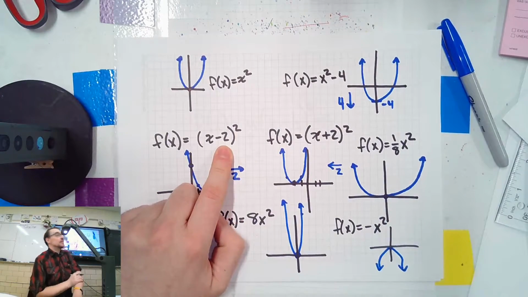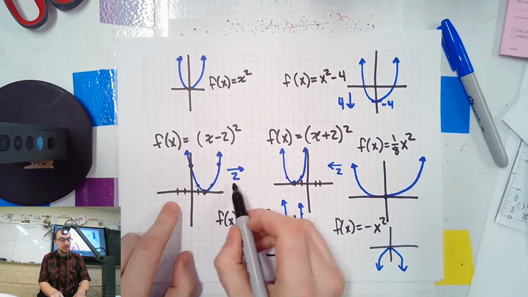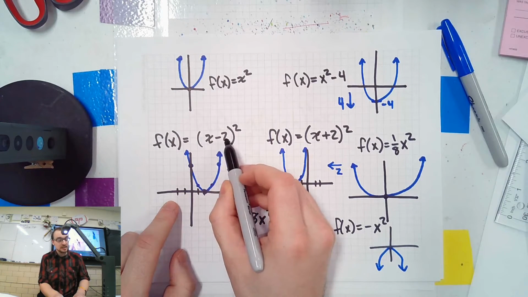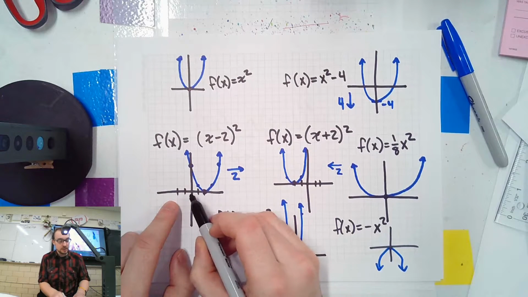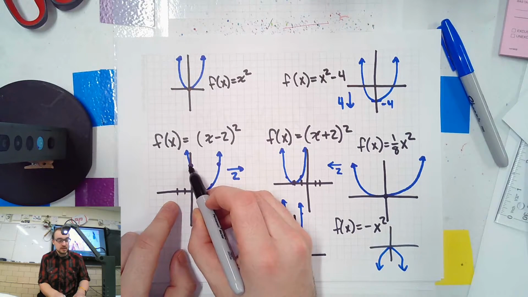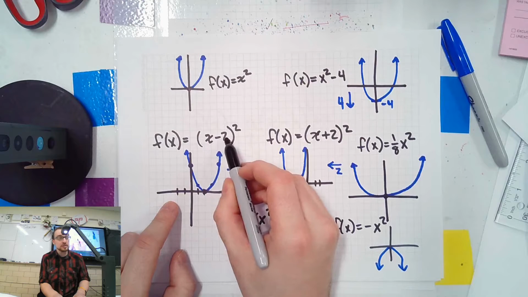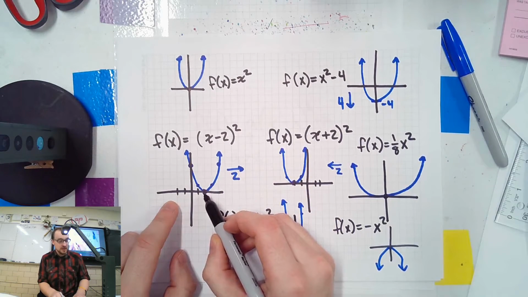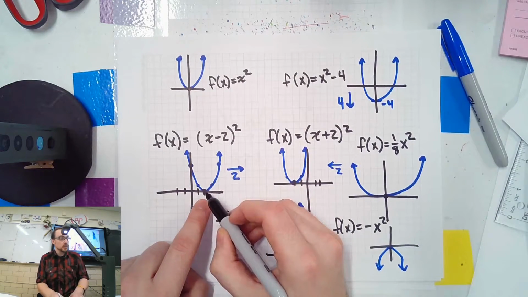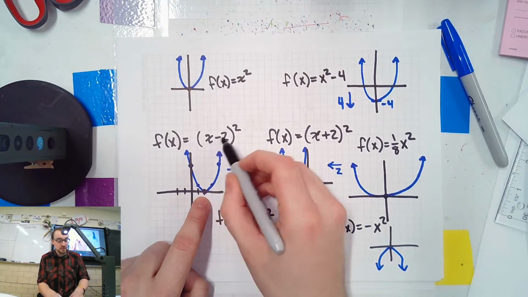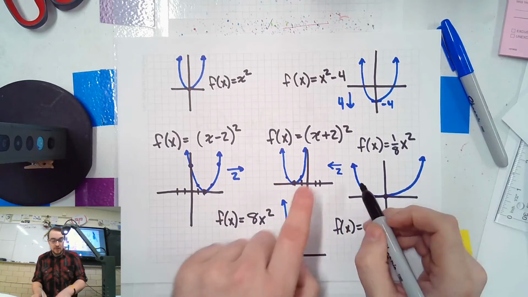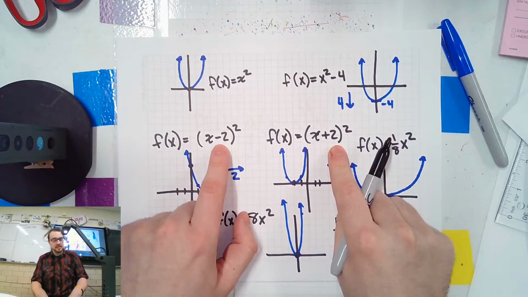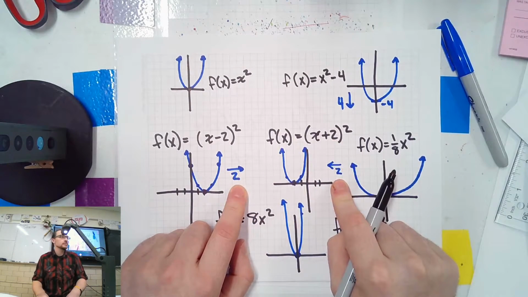Here, inside the parentheses, minus 2 actually sends it to the right 2. And the reason for that is when you plug in 0 here, 0 minus 2 is negative 2, square it, you get 4. So 0 gets us 4. If I plug in 2, though, what happens? 2 minus 2 is 0, 0 squared is 0. So 2 gets us 0 in this case. So now the bottom, the vertex of our parabola, is over 2, because when we plug in 2, we get 0. Here, if I plug in negative 2, I get 0. So it moves to the left. So it's kind of counterintuitive: negative 2 moves it to the right 2, positive 2 moves to the left 2.